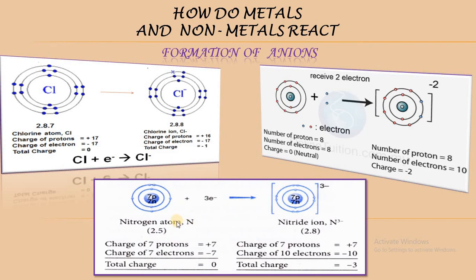And the third example is of the nitrogen atom. Nitrogen's electronic configuration is 2,5, the number of protons is 7, and the number of electrons is 7, so the total charge is 0. Now nitrogen has 5 electrons in its outermost orbit, so it requires 3 electrons to complete its octet. After completing the octet, it gains 3 electrons, so its charge becomes -3. The number of protons remains 7, but the number of electrons now increases from 7 to 10. So the total charge will be -3.